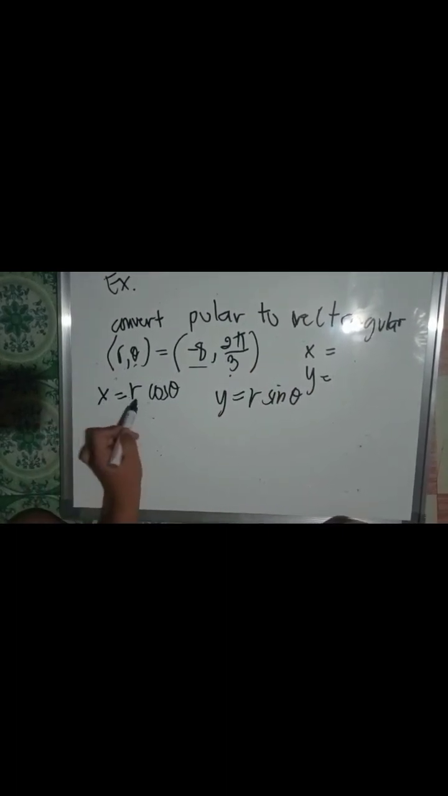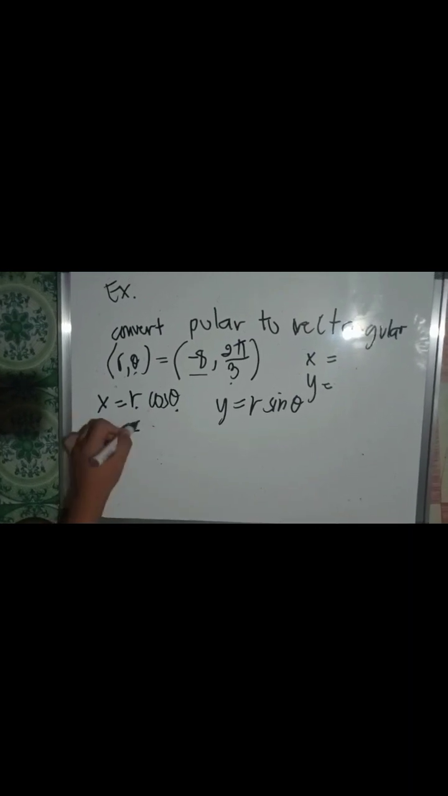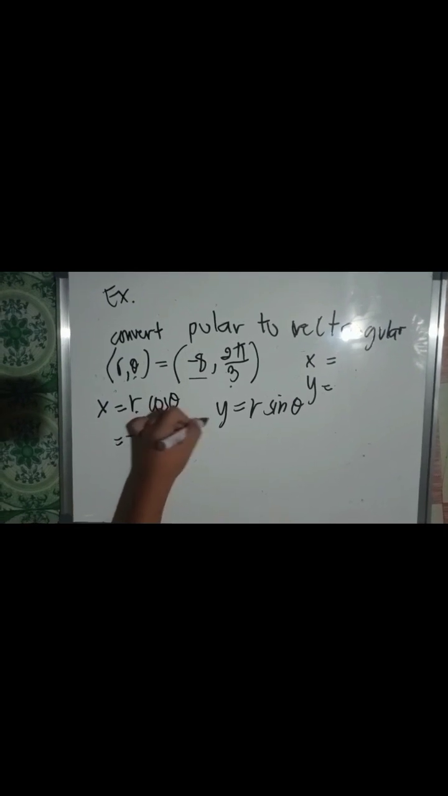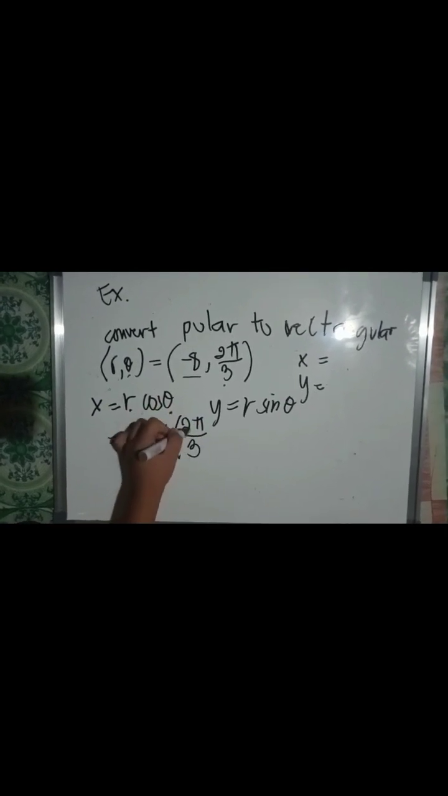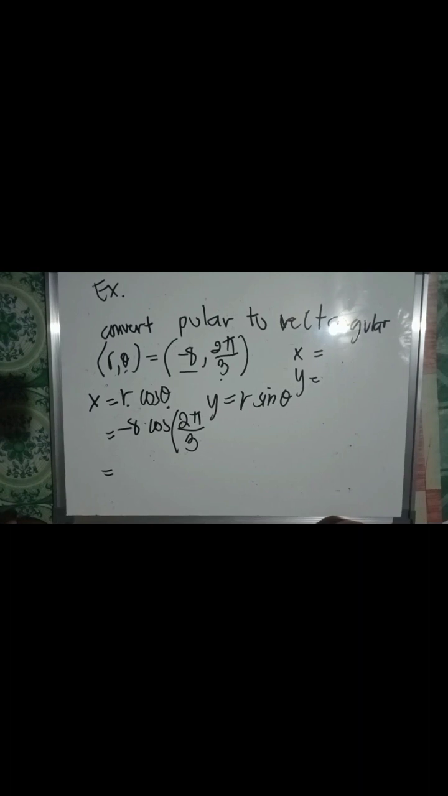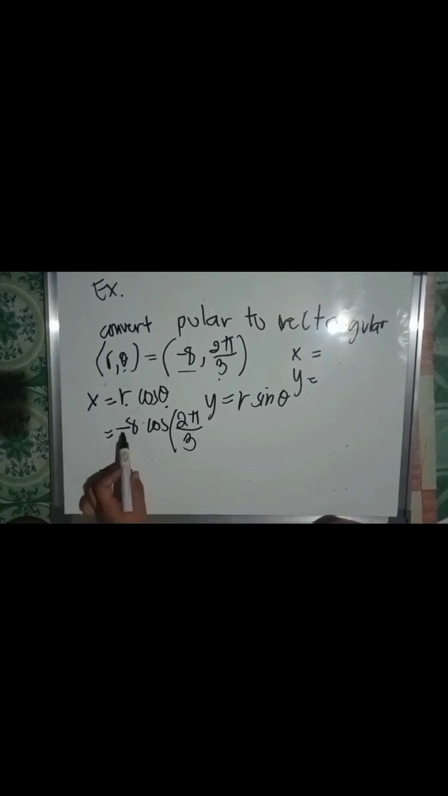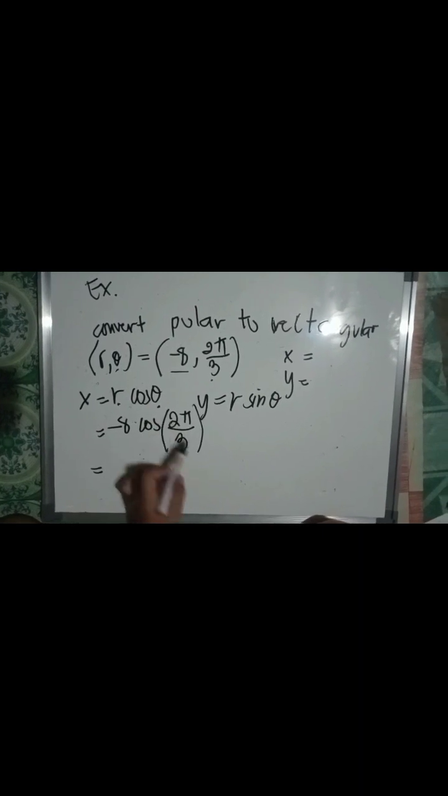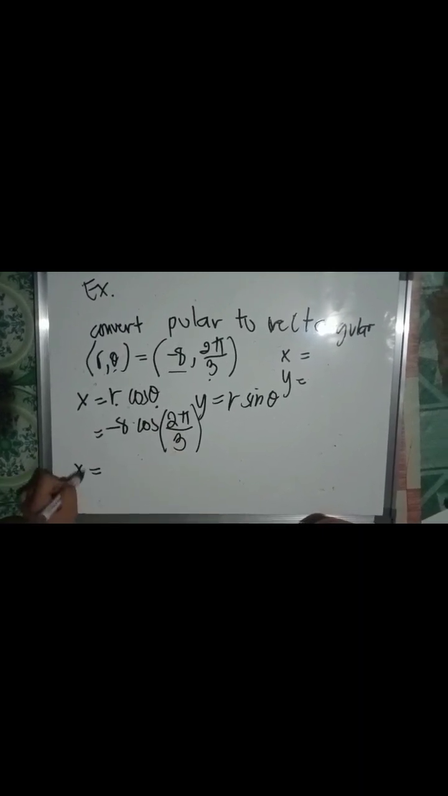Substitute the values of r and theta, which is negative 8 for r, and 2 pi over 3 for theta. Then do the operation. Negative 8 multiplied by cosine quantity of 2 pi over 3, the x would be 4.